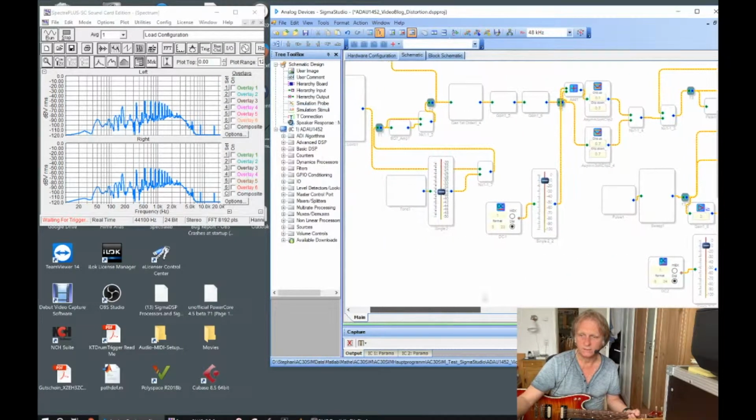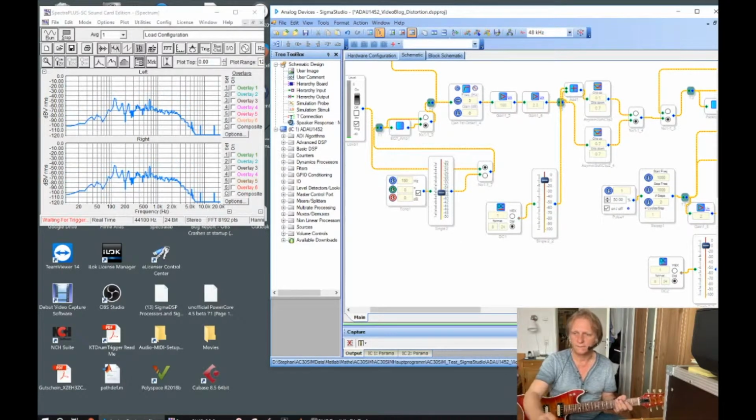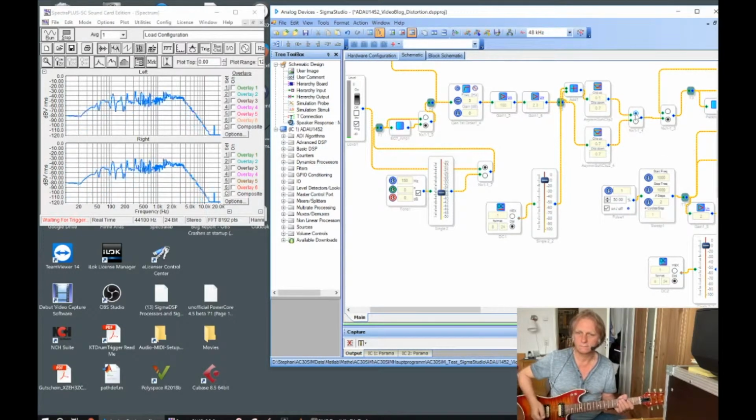Again, we come to this here. Oh, this is symmetrical clipping. Go to asymmetrical clipping. Symmetrical. I'll switch over and over.